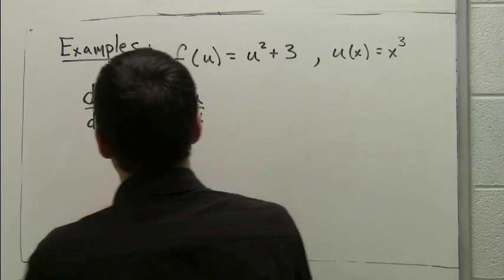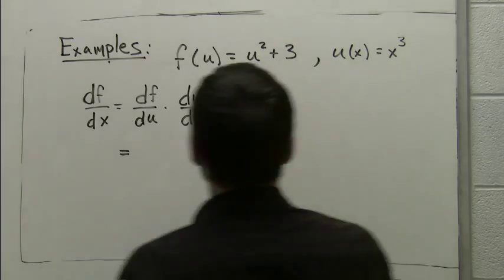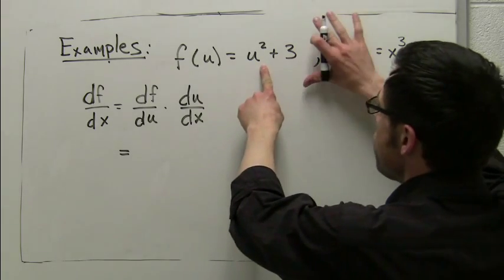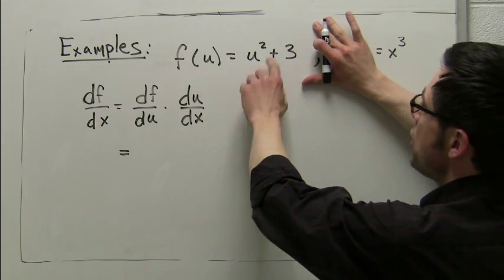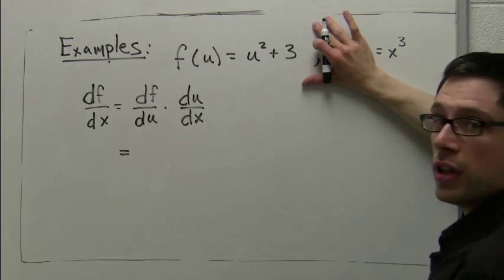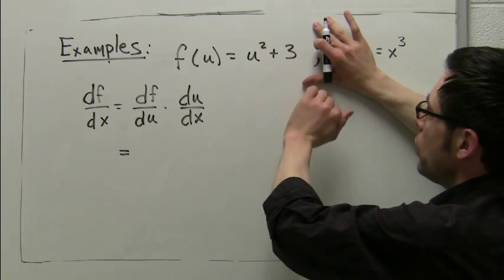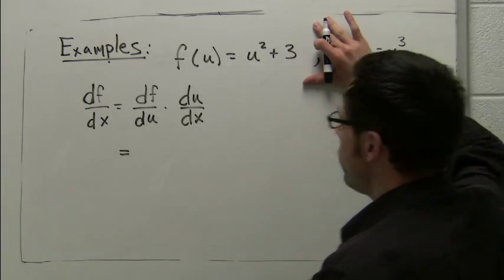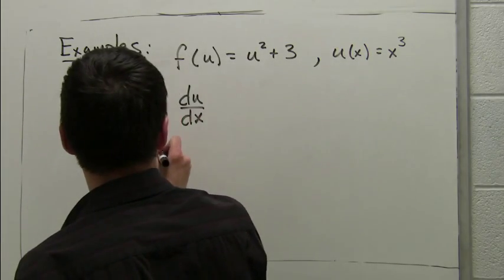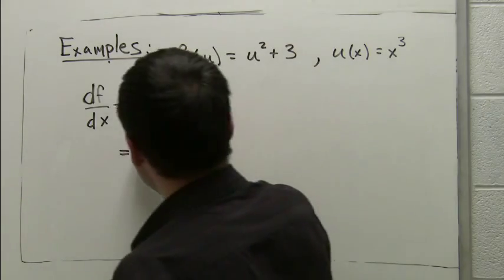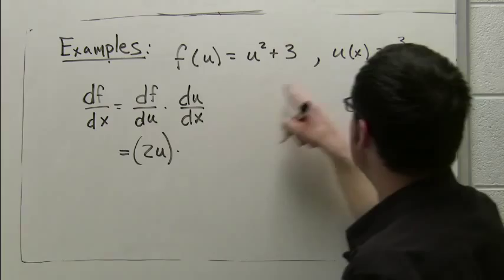So in order to compute this, I just have to find the derivative of f with respect to u. Just ignore what u is for the time being, and think of f as a function of u alone. It's a normal derivative. We're just going to take care of the power rule here. The derivative of a constant is 0. So when I take the derivative with respect to u, I just get 2u, and the derivative of 3 is 0. And I multiply that by the derivative of u with respect to x.